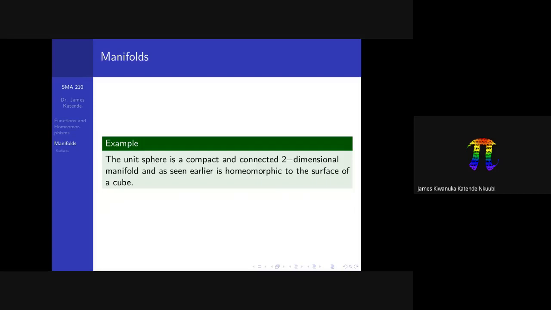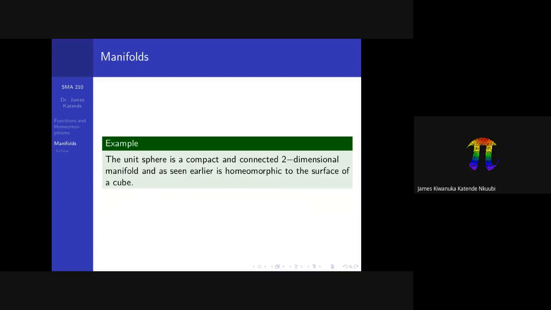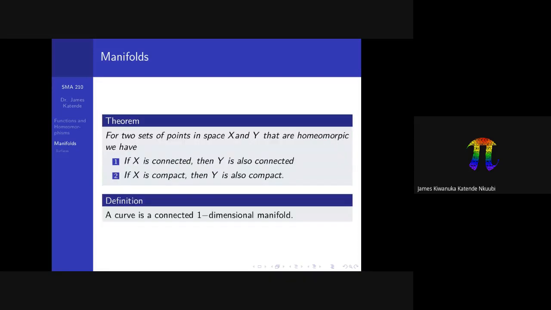So another example is a unit sphere, which is a compact and connected two-dimensional manifold. And we had shown earlier that it is homeomorphic to the surface of a cube. We constructed that earlier. I will not go back. It's in the slides on the previous video. If you need to review that, it's available.